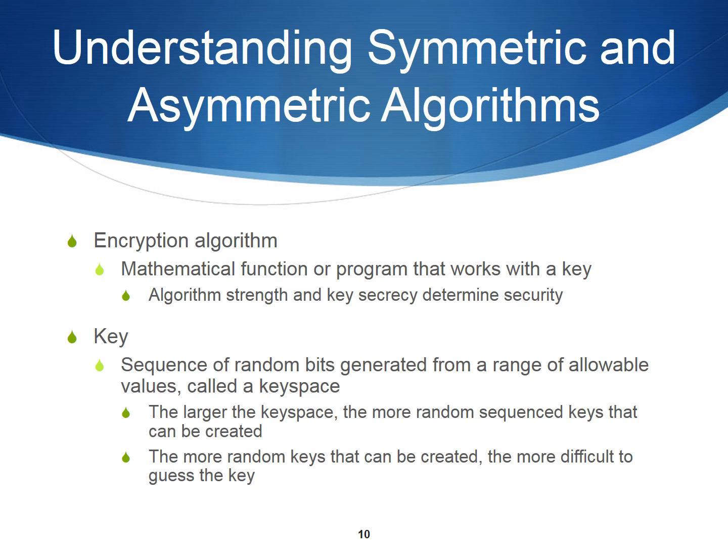Understanding symmetric and asymmetric algorithms. An encryption algorithm is a mathematical function or program that works with a key. The algorithm's strength and key secrecy determine security. A key is the sequence of random bits generated from a range of allowable values called a key space. The larger the key space, the more random sequenced keys that can be created, and the more random keys that can be created, the more difficult it is to guess the key.